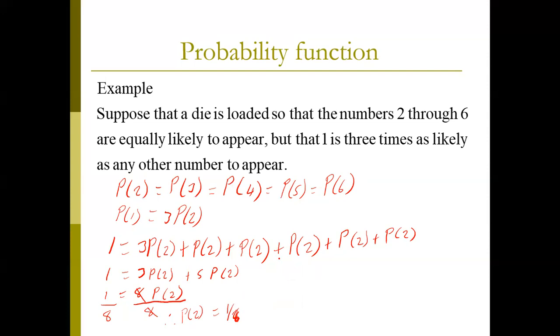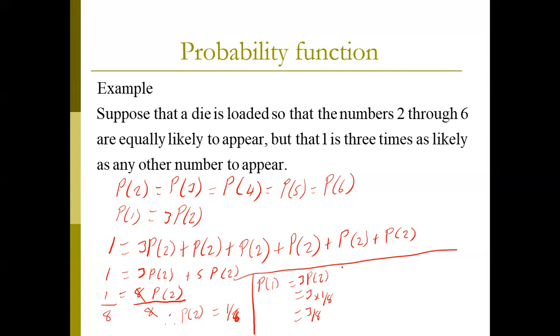Now, if we know what the probability of 2 is, that means we can write down what the probabilities of the other outcomes are. Therefore, we can conclude that the probability of 1 is equal to 3 times the probability of 2. So it's equal to 3 times 1 over 8, which is equal to 3 over 8.